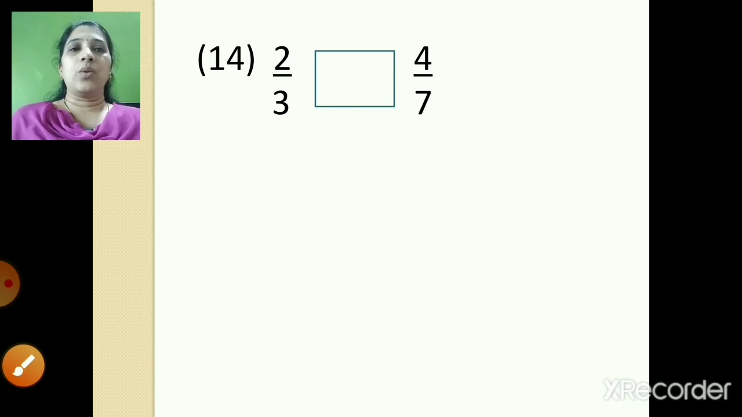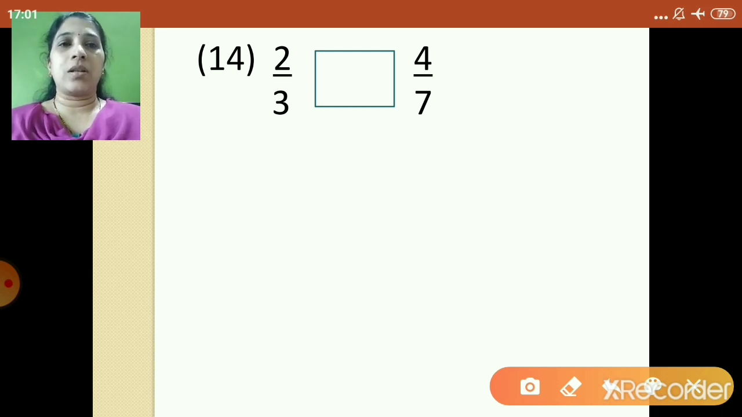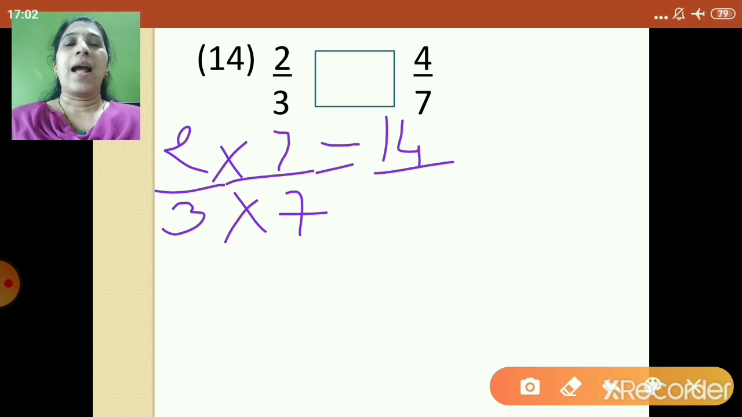14th one, 2 upon 3 and 4 upon 7. Now you can see the denominators 3 and 7 are different. So first you have to convert it into a like fraction. So you are going to carry out cross multiplication. So 2 upon 3, you are going to multiply by the other denominator, that is 7, and 3 into 7. So 2 7s is 14 and 3 7s is 21.